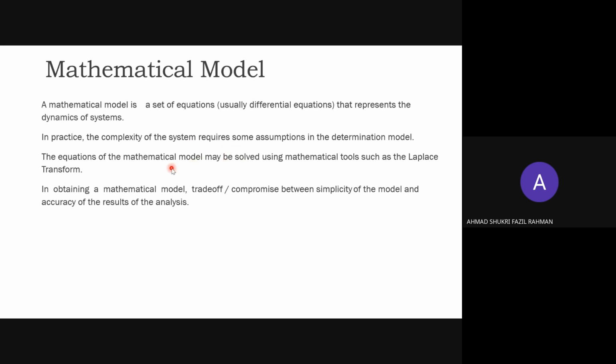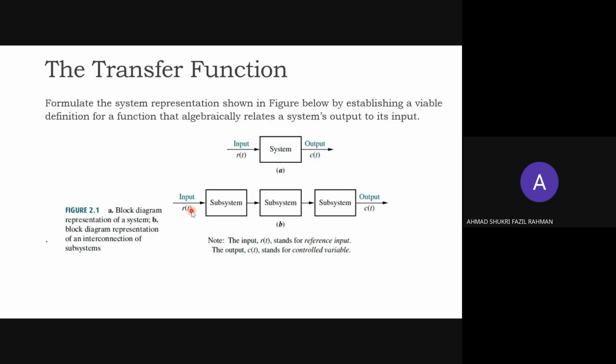And then how do we solve the mathematical model? We use a special tool in control systems, a tool that we call the Laplace transform. The equation will be in the form of Laplace, and from there we will manipulate it in order to obtain the transfer function. And lastly, we need a balance between simplicity and accuracy. How do we simplify our system, and also achieve a specific degree of accuracy based on that transfer function in order to conduct analysis?